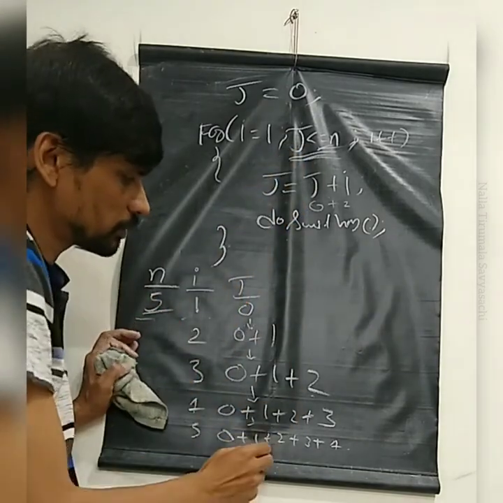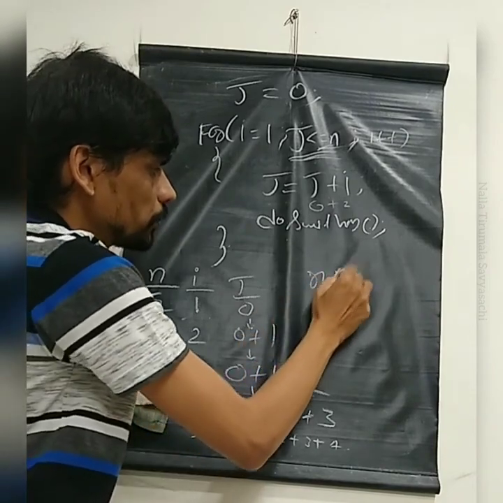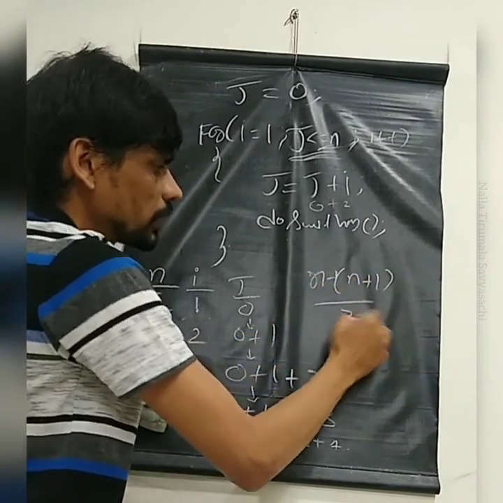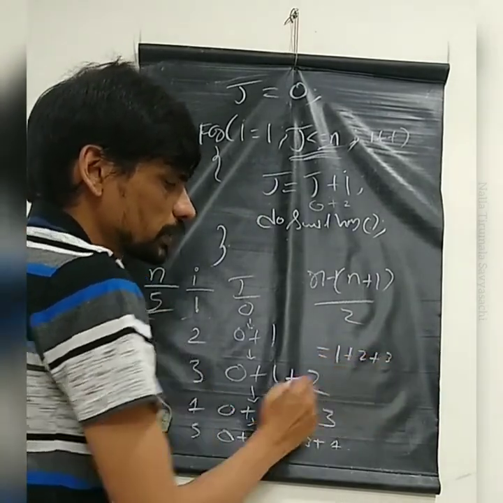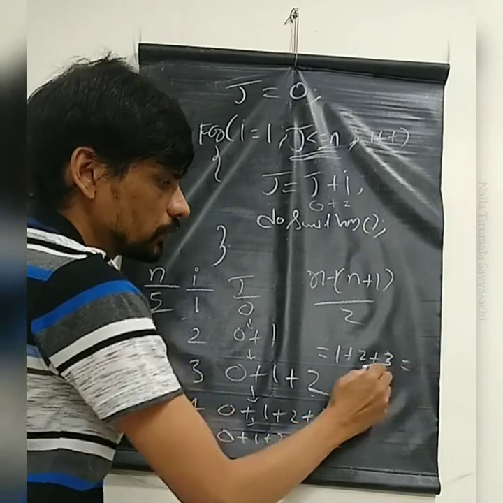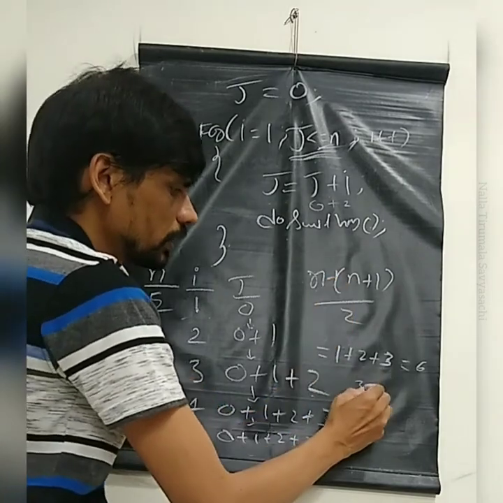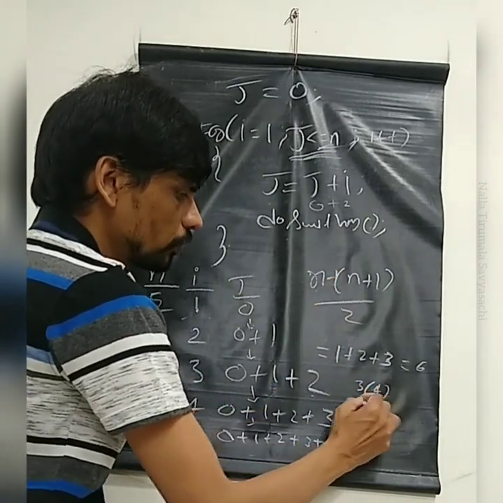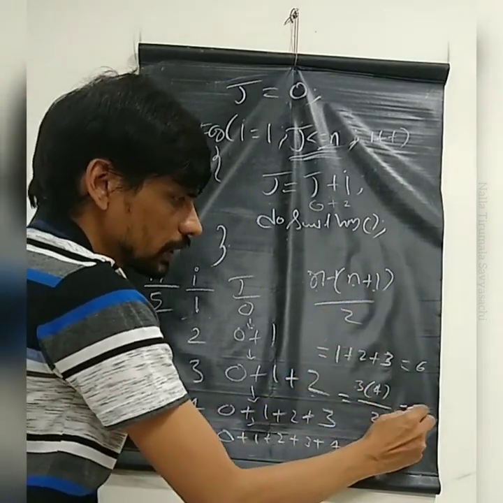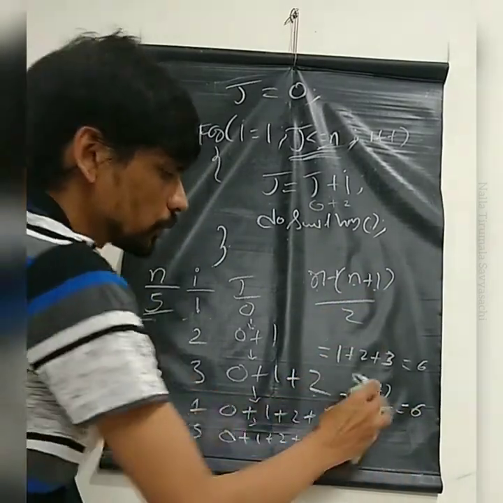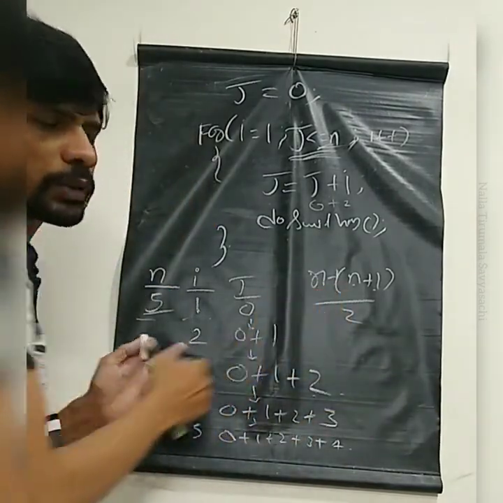So what exactly does this mean? This can be represented as n into n plus 1 by 2, right? For example, if you add 1 plus 2 plus 3, what will be the value? 6. So if my n is 3, 3 multiplied by 4 by 2. 3 is my n, 3 plus 1 by 2. What is the answer? 6, right? So this can be represented as n into n plus 1 by 2.